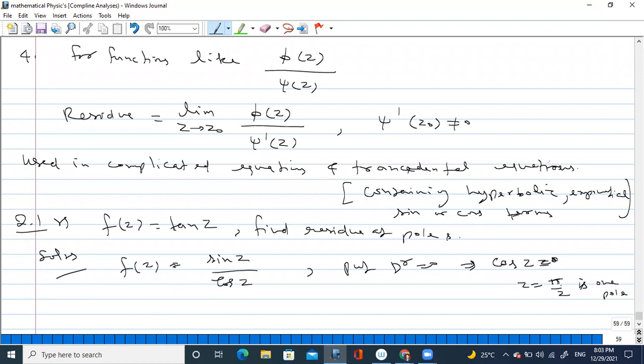Other poles can also be there: 3 pi by 2, 5 pi by 2. So many poles can be there. But I will take just the nearest pole, nearest to the origin. So that is z equal to pi by 2. That is one pole, and on that I will find out the residue.